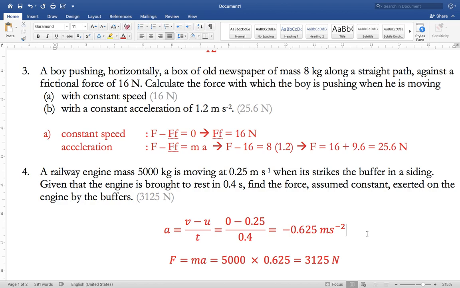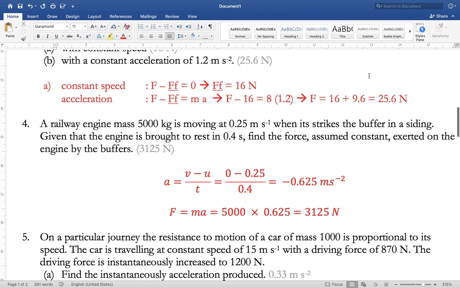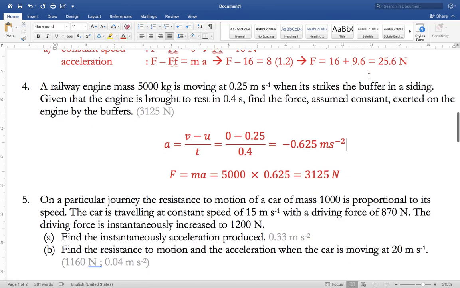This is the deceleration. Okay, come back again to Newton's second law, F equals ma. The mass is 5,000 times 0.625, and we get 3,125 Newton. Okay, done for number 4. I will hold it and move on to number 5.